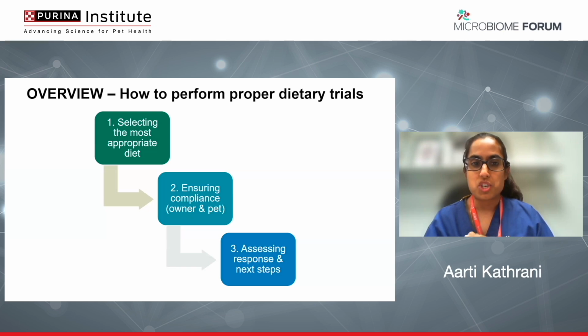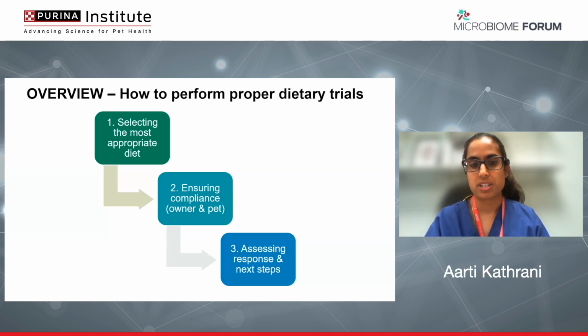And then we want to ensure compliance from both the owner and pet, and so we'll talk about ways that we can improve that. And that will also ensure that our dietary trial is done properly and hopefully that it's a success. And then the third area is making sure that we assess the appropriate variables, and we know what the next steps are based on those variables.